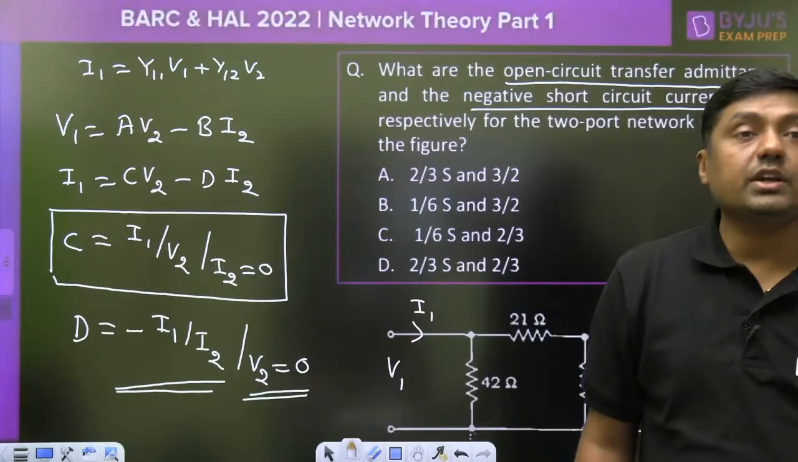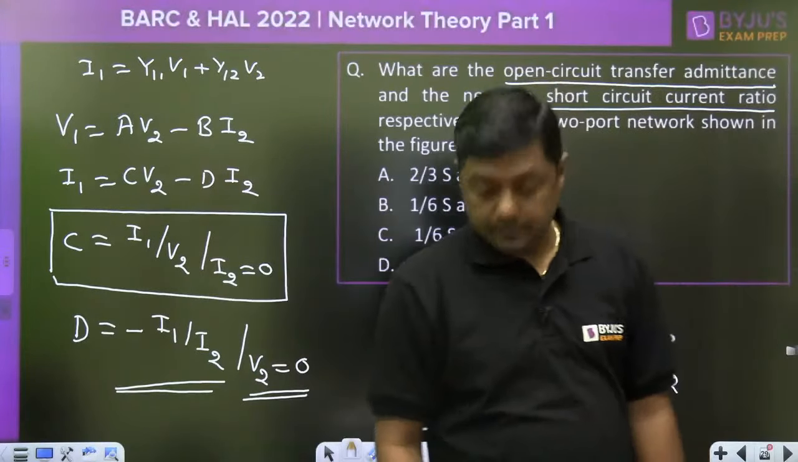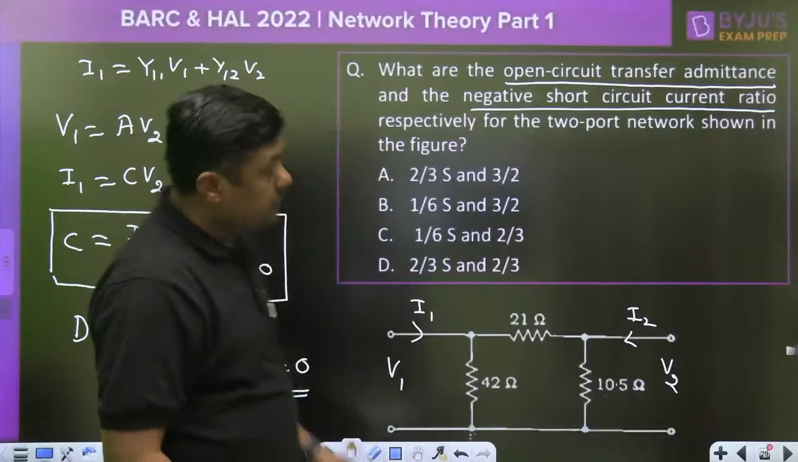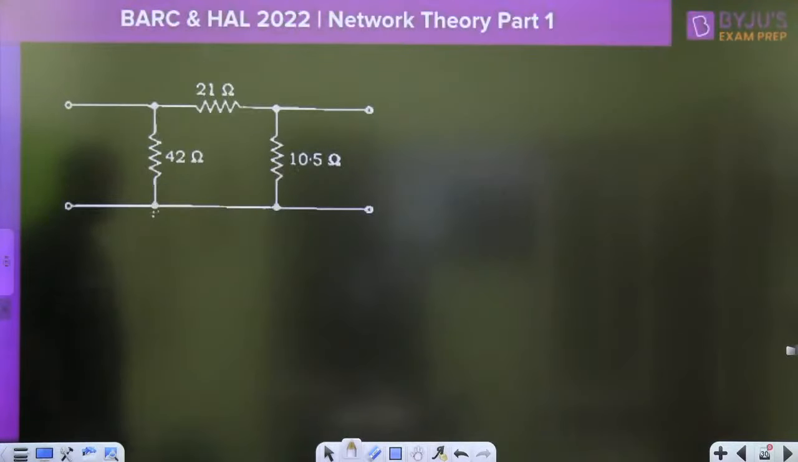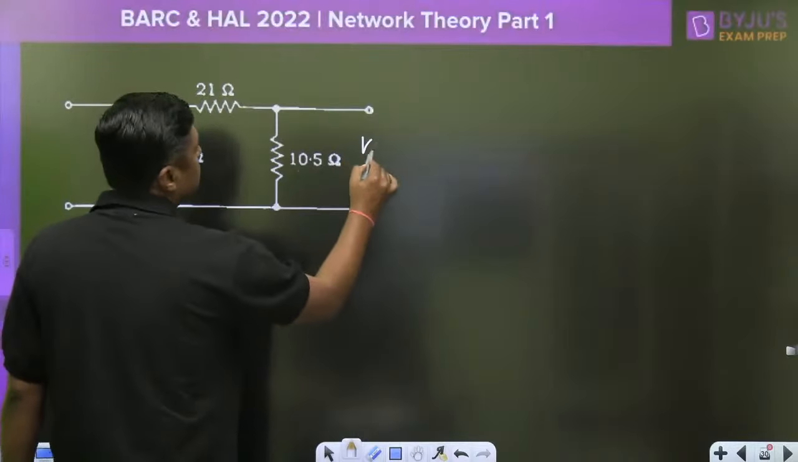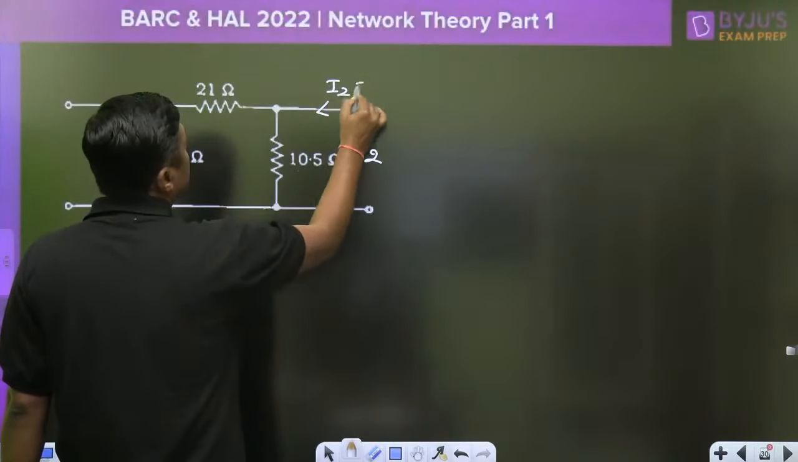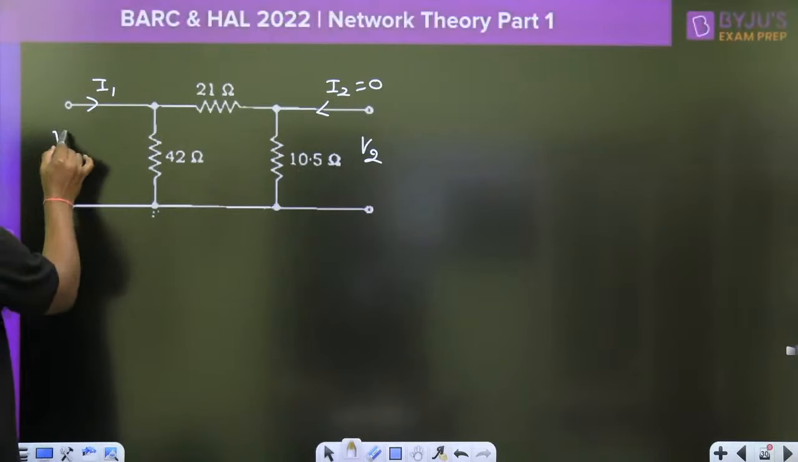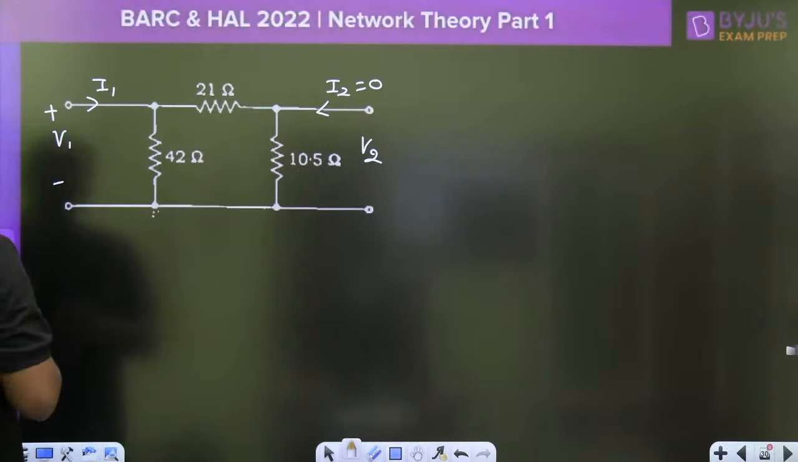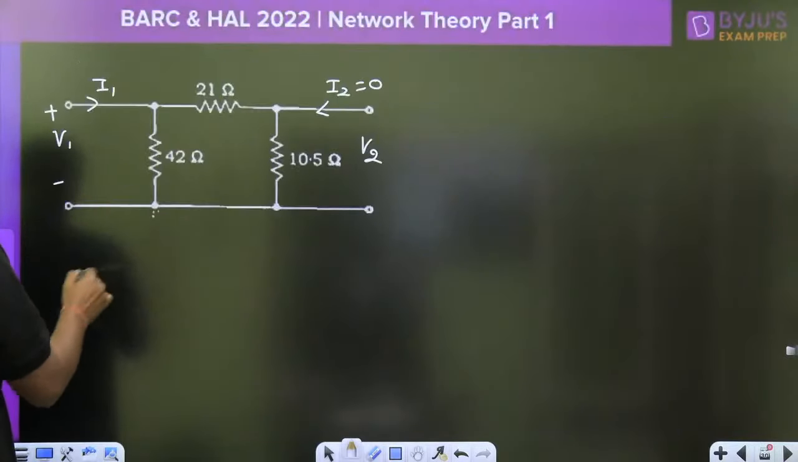In which case, Chinmay? Z21 is equal to minus Z12 in which case? Yes, please, give me the answer for this question. Simply, you have to calculate the C, I1 by V2 with I2 equal to 0. Yes. Look here, that is 0. This is the I1. This is the V1. And you have to calculate the C, I1 by V2.